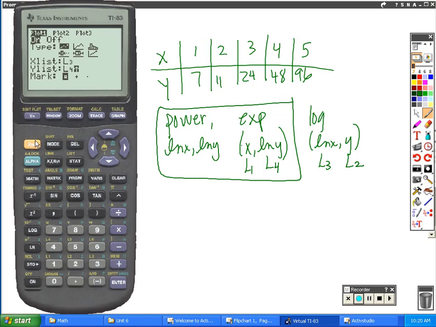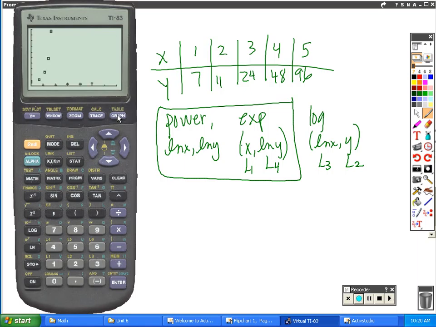And then I'm going to go to my second stat plot again. I'm going to go to the second one. I'm going to turn it on, and I'm going to be using L1 and ln y. And I don't want to plot it with the same thing, so I'm going to make it a plus sign and push graph.